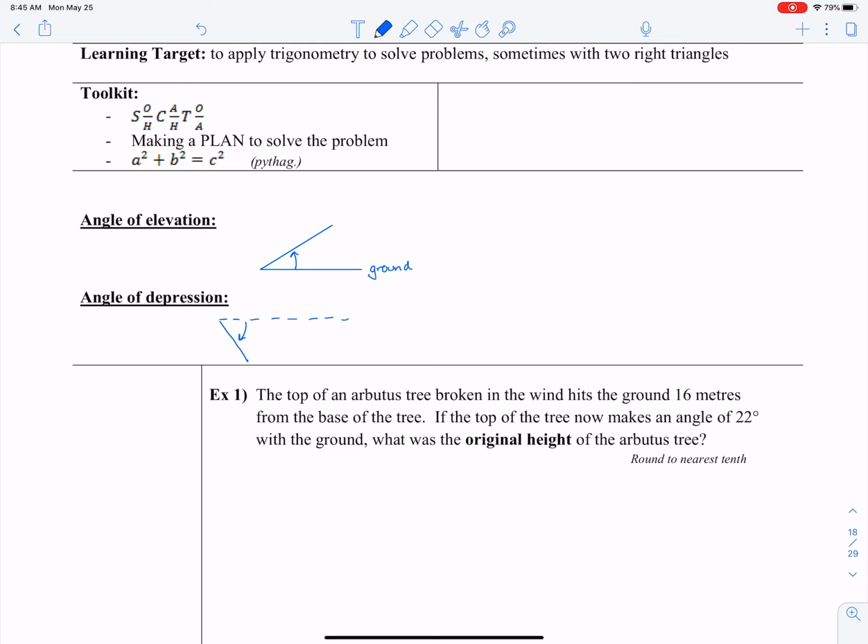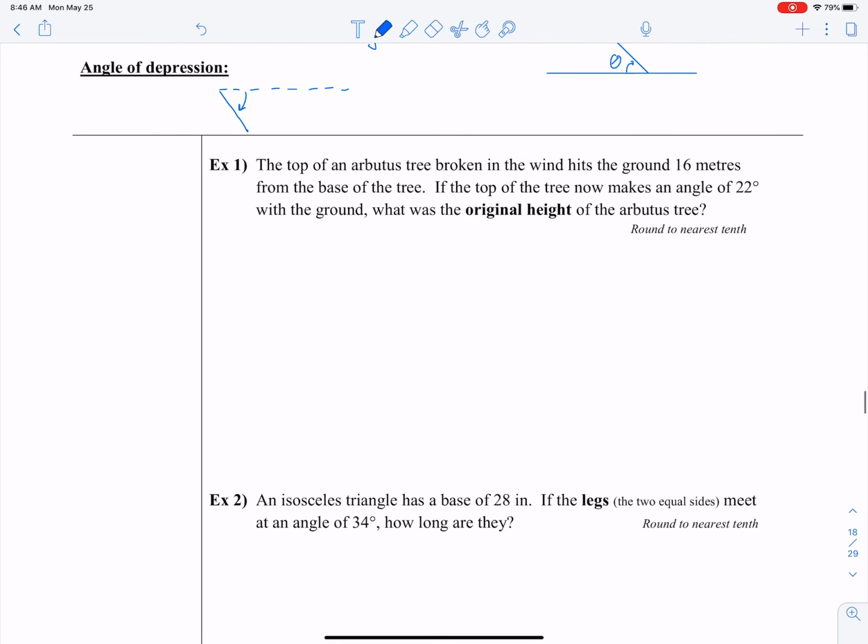And then another thing to remember is that if you have two parallel lines like this, and you draw a straight line between them, whatever this angle is, it is identical to this angle. So this angle and this angle are identical. That's just a rule about angles and lines. So let's take a look at one of these more complex questions.